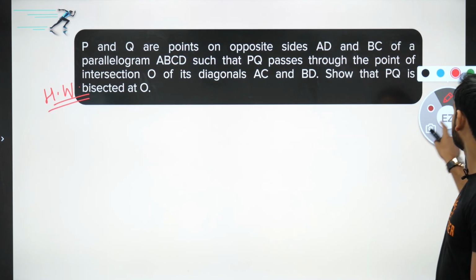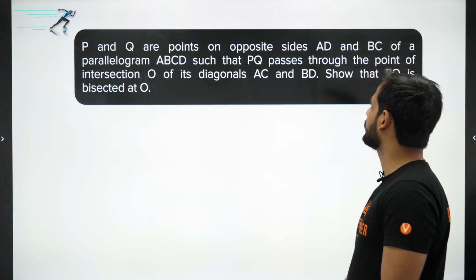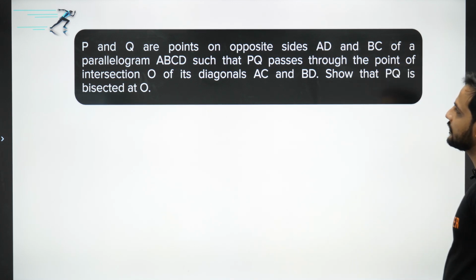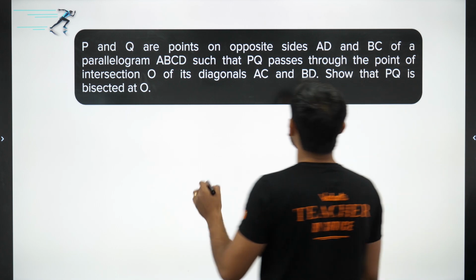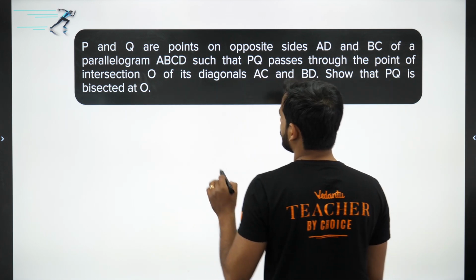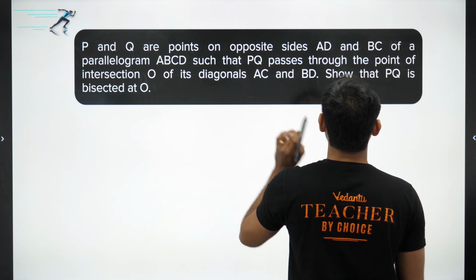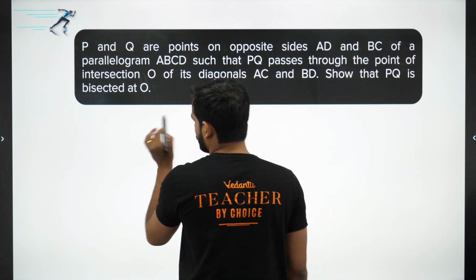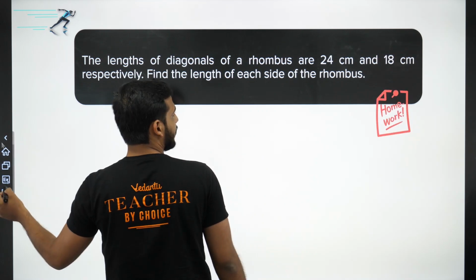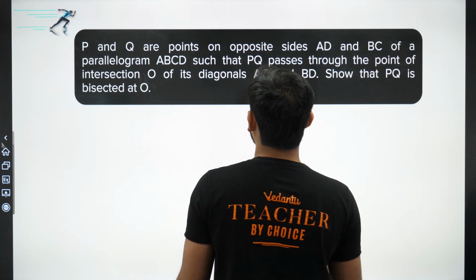Let's move to the next part. P and Q are points on the opposite sides AD and BC of a parallelogram ABCD, such that PQ passes through the point of intersection O of its diagonals AC and BD. Show that PQ is bisected at O. So first thing, draw the diagram.